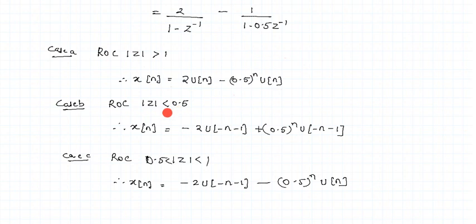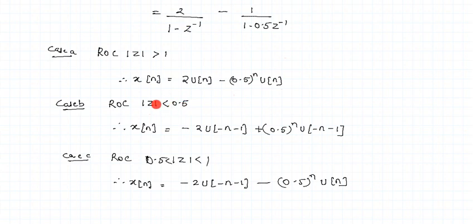If I put my ROC mod of z less than 0.5, if I now take the second condition, mod of z less than 0.5, let me look at my first pole. My first pole is at 1. So with respect to this pole, this ROC is inside the circle, is it not? The pole is at 1 and ROC is less than 0.5. So if we plot it in the z plane, with respect to the position of this pole, the ROC is inside the circle, inside this pole 1.